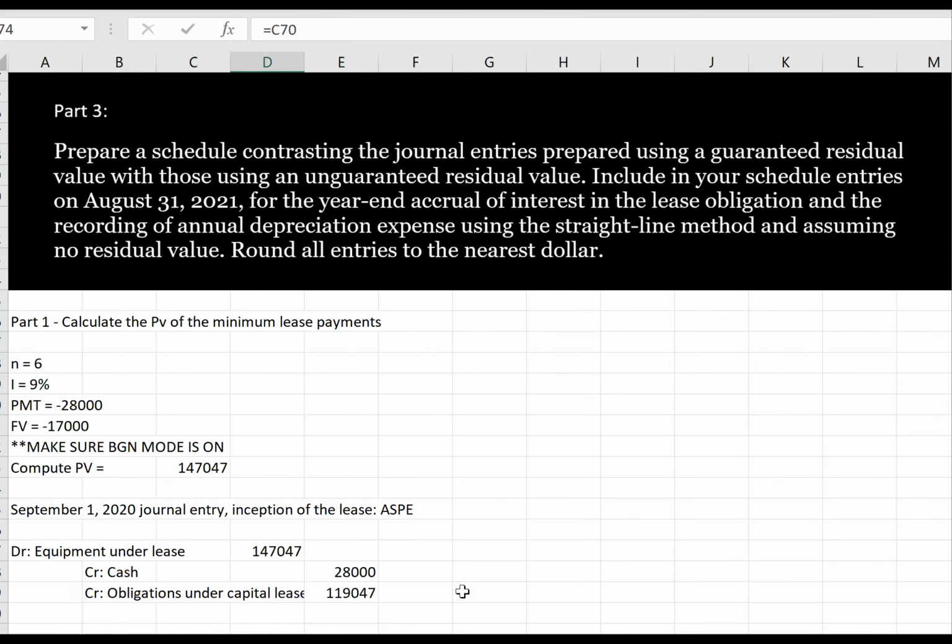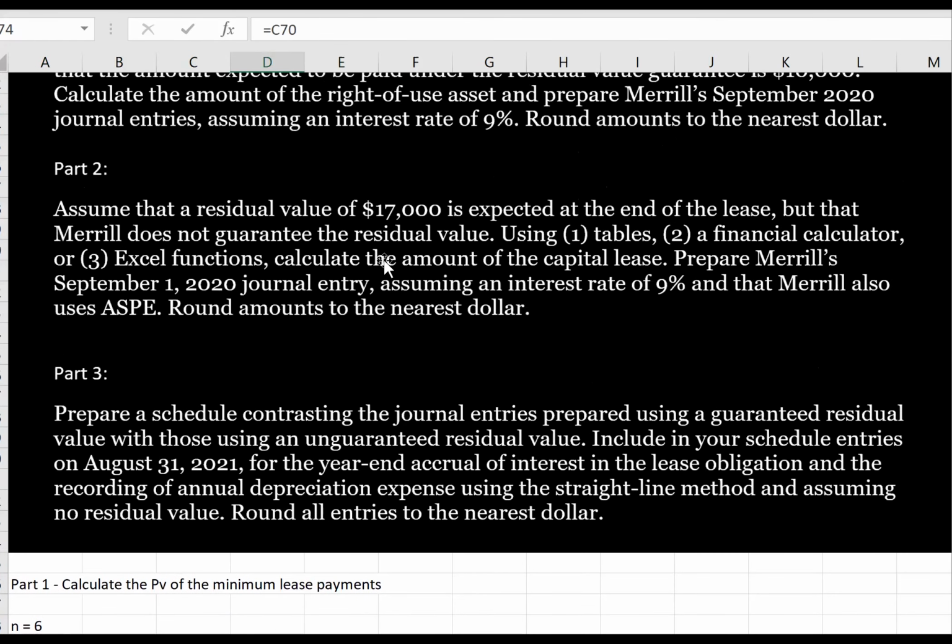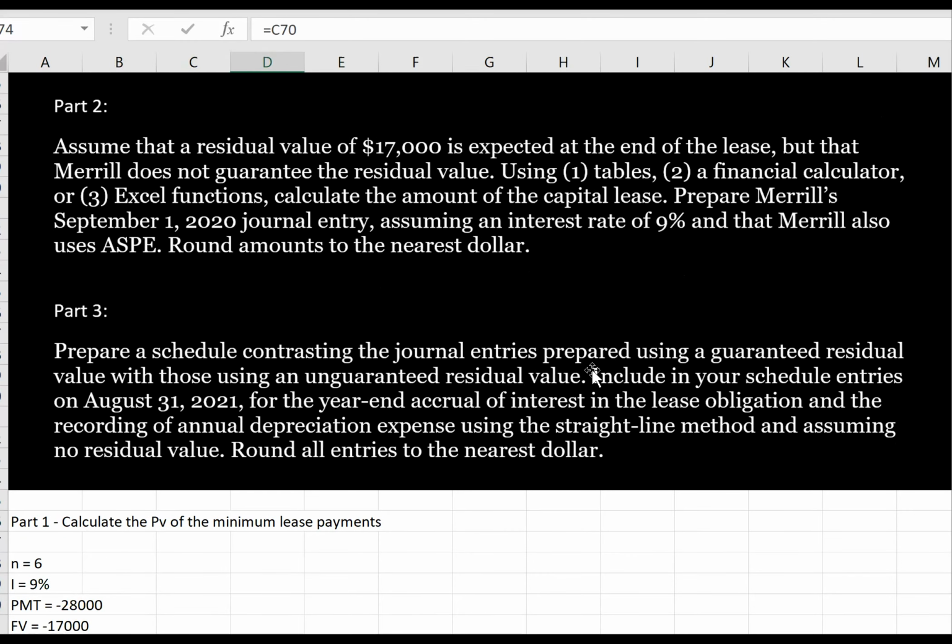Okay, so now we did part 2. So we've done 1 and 2. That's awesome. Let's move on to part 3, our last part. This says, prepare a schedule contrasting the journal entries prepared using a guaranteed residual value with those using an unguaranteed residual value. Include in your schedule entries on August 31st, 2020 for the year-end accrual of interest in the lease obligation and the recording of annual depreciation expense using the straight line method and assuming no residual value. Okay.